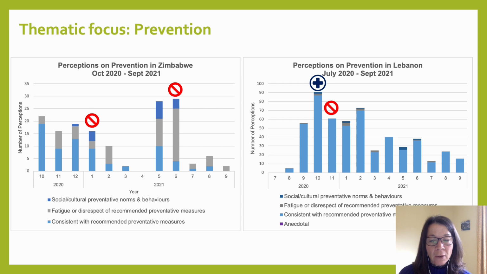In the graph on the left, perceptions related to prevention in Zimbabwe are consistent with the recommended preventive measures and the context prevailing in the country. In January 2021, the government introduced a 30-day curfew to curb rising infection numbers, which is highlighted with the left-hand icon. Further lockdown measures were introduced locally in a number of areas as Zimbabwe entered a third wave of infections during the month of June in 2021.